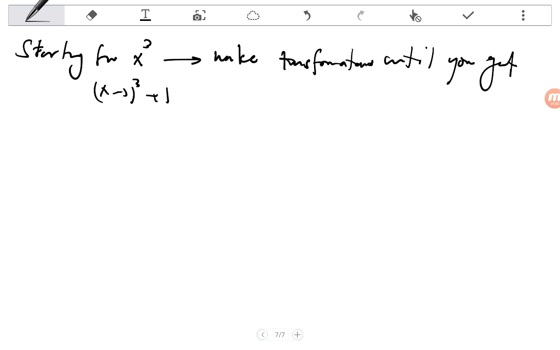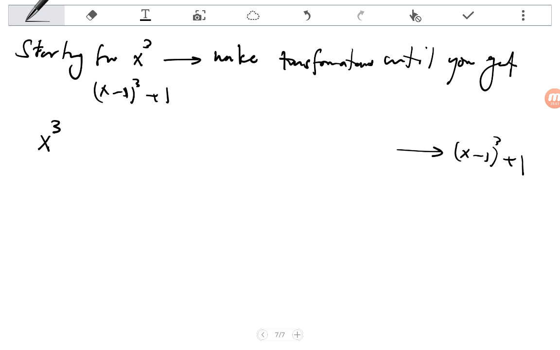I've studied 8 transformations. Shift horizontal and vertical, this is 2. Scaling horizontal and vertical, this is another 2. So we have 4. And the reflections are also 4: horizontal reflection, vertical reflection, and the absolute reflections, one horizontal and one vertical. Now, I want to start from x cubed, and I want the final destination to be x minus 1 all cubed plus 1. How would I get to this expression?